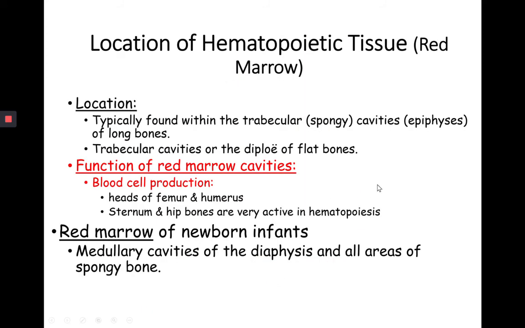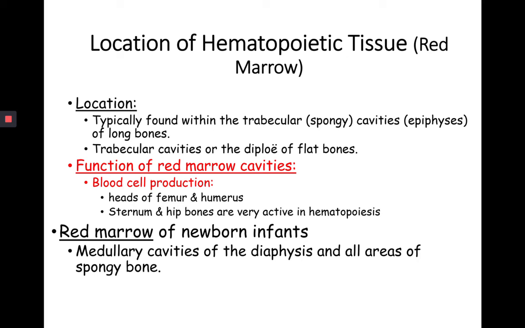Alright, next we're going to talk about the location of hematopoietic tissue. The term hematopoietic means blood cell generating, or blood generating. So hemat means blood, poietic means producing or generating. This is blood generating, generally referring to cells. And the function of red marrow cavities in bone is blood cell production.